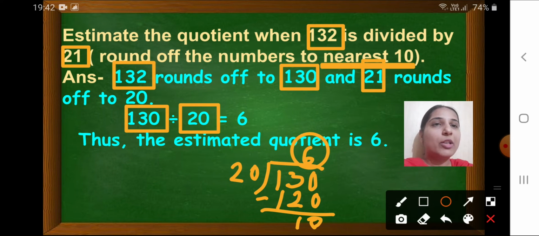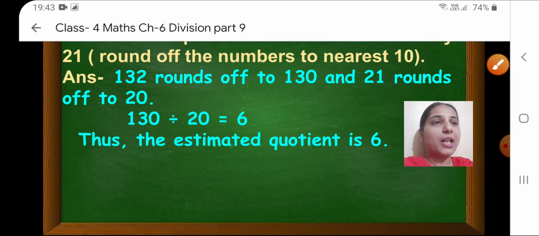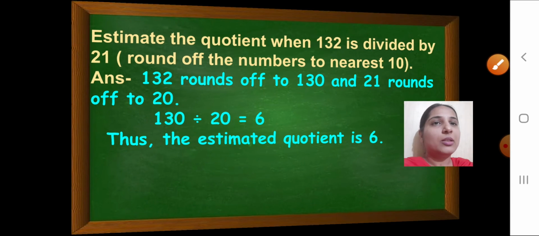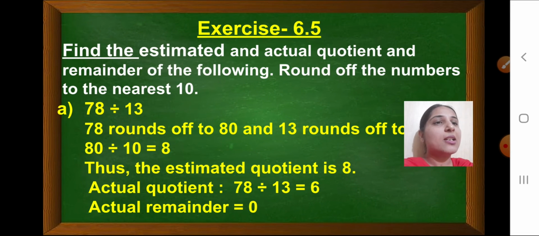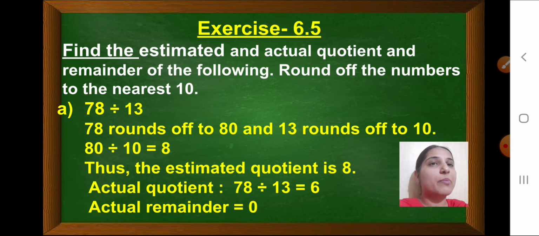Okay. What did we do? We rounded off the dividend as well as the divisor. Then we divided, and whatever quotient we obtain after rounding off the dividend and divisor will be our estimated quotient. Okay. Now let's see exercise 6.5, which is based on estimating the quotient.